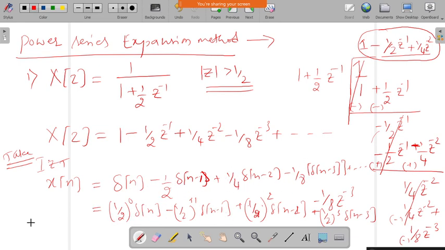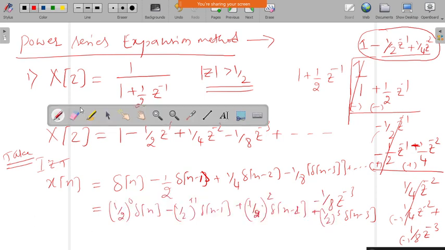Okay, so now if I write like that, we can write this in terms of the half power n. That is minus half power n, because whenever n equal to 1, this will give minus half, whenever n equal to 2 it will give plus 1 by 4, and whenever n equal to 3 it will give minus 1 by 8.